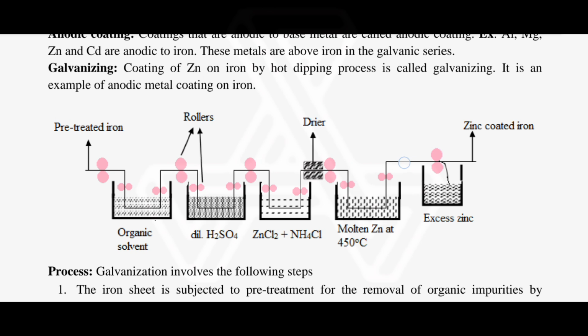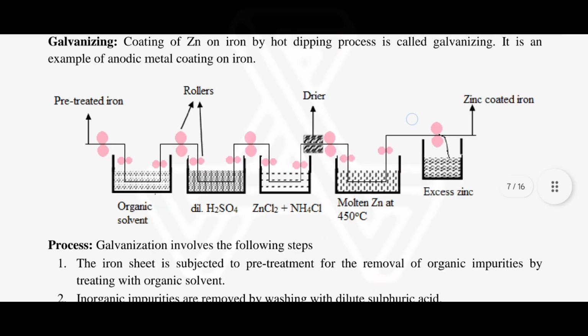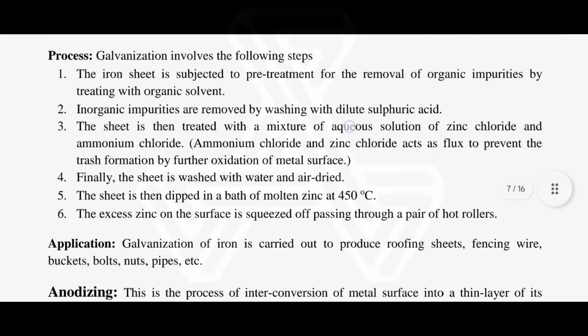Then it is treated with zinc chloride and ammonium chloride and then dried. Then the molten zinc at 450 degrees Celsius is applied. It gets coated, and then the excess zinc is removed. Then zinc coated iron will be obtained.